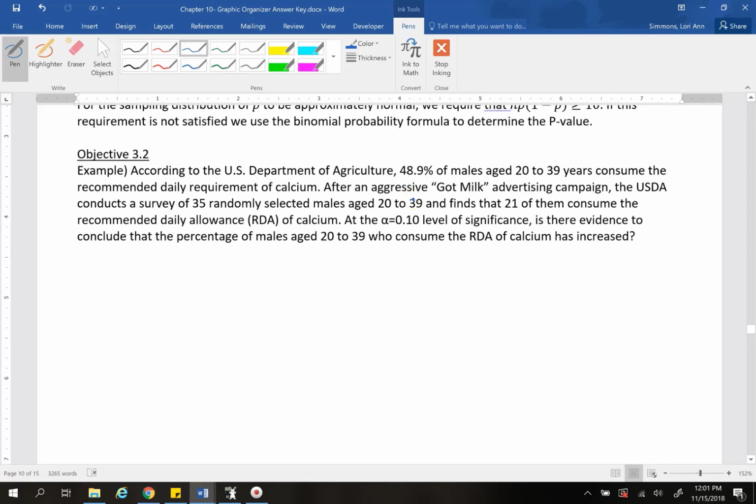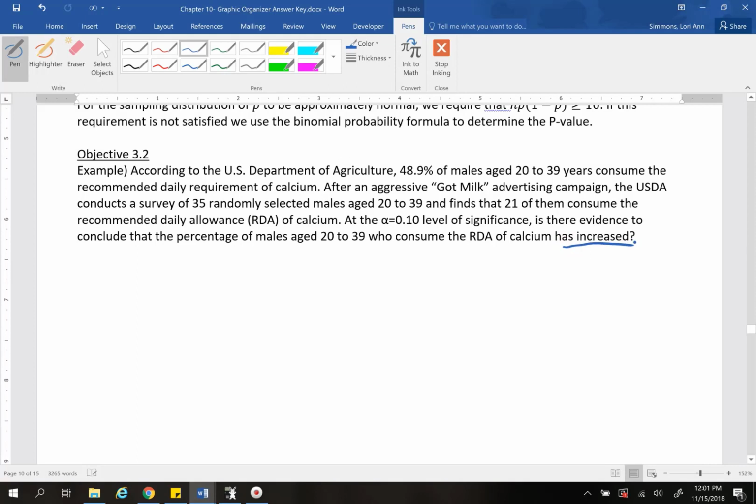According to the U.S. Department of Agriculture, 48.9% of males aged 20 to 39 years consume the recommended daily requirement of calcium. After an aggressive Got Milk advertising campaign, the USDA conducts a survey of 35 randomly selected males aged 20 to 39 and finds that 21 of them consume the recommended daily allowance, RDA, of calcium at the alpha equaling 0.1 level of significance. Is there evidence to conclude that the percentage of males aged 20 to 39 who consume the RDA of calcium has increased?